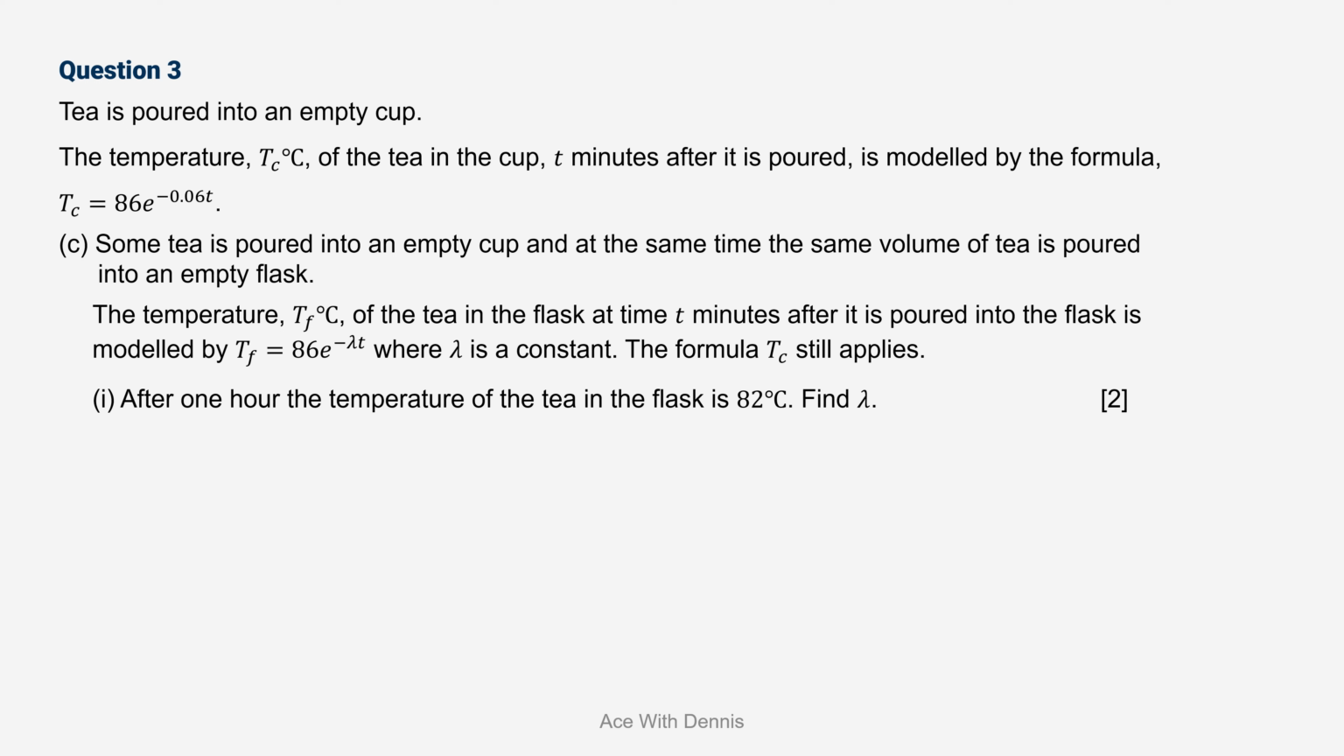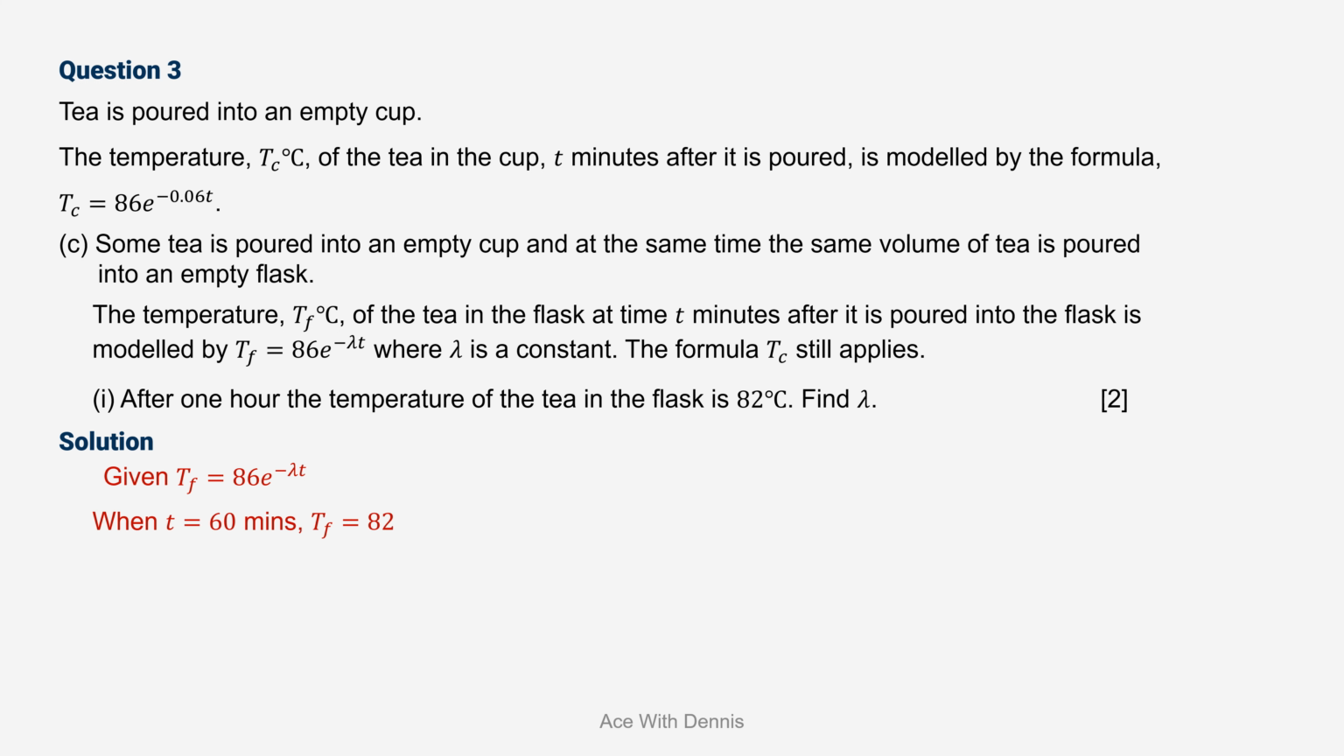Find lambda, 2 marks. So to find the value of lambda, given that the formula Tf equals 86 e to the power of negative lambda t, when the time is 1 hour or 60 minutes, the temperature Tf is 82 degrees Celsius. So we substitute these values into the equation. We get 82 equals 86 e to the power of negative 60 lambda.